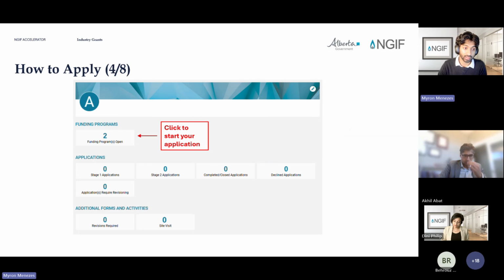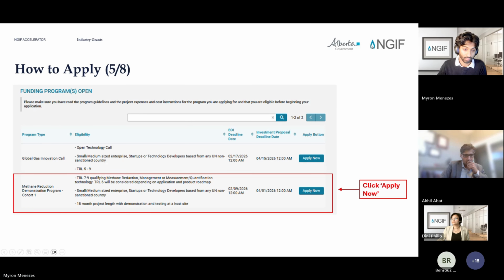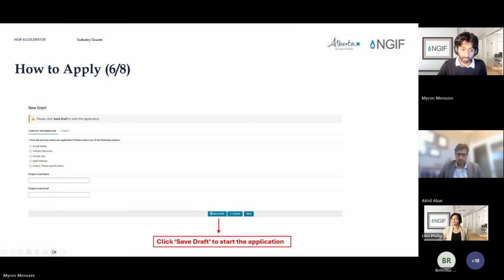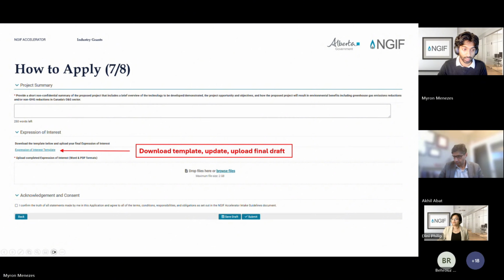To view the MRDP and submit an application, click on Funding Programs Open. Once you're rerouted to the appropriate screen, click on the Methane Reduction Demonstration Program Cohort 1 by clicking the Apply Now button. Once you're in the grant portal, it consists of 2 tabs. The first tab is the contact information tab and has some pretty high-level information on yourself and how you heard about us. The main meat of it is in the second tab, which is stage 1.